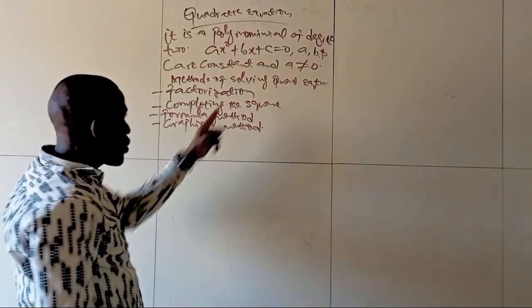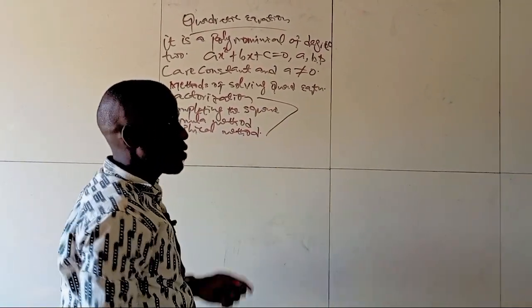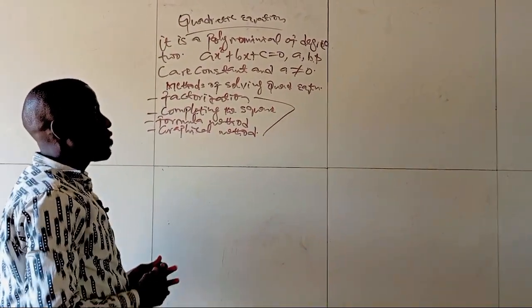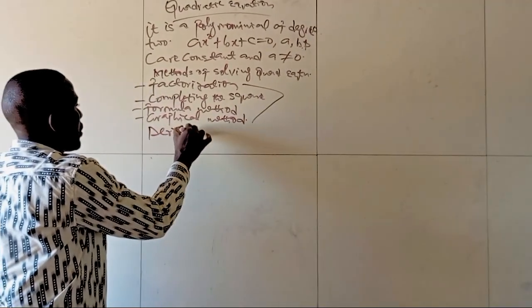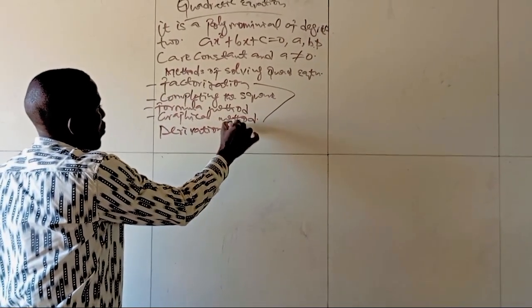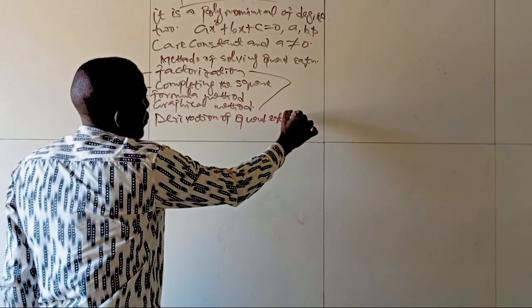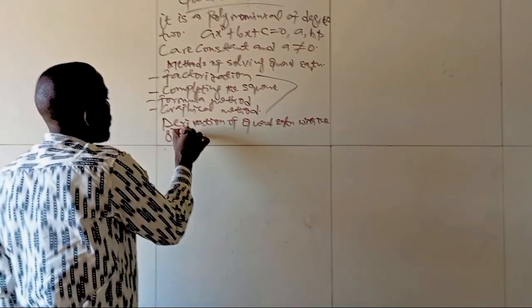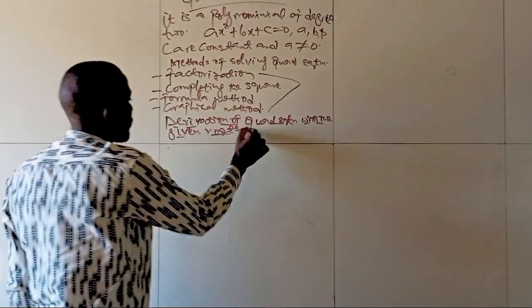Good. Now, I'm not going to discuss factorization or completing the square or formula method or graphical method. No, there are subtopics under factorization that need to be discussed. So today I'll be discussing derivation of quadratic equation with the given roots. If you are given a root, how do you generate a quadratic equation?